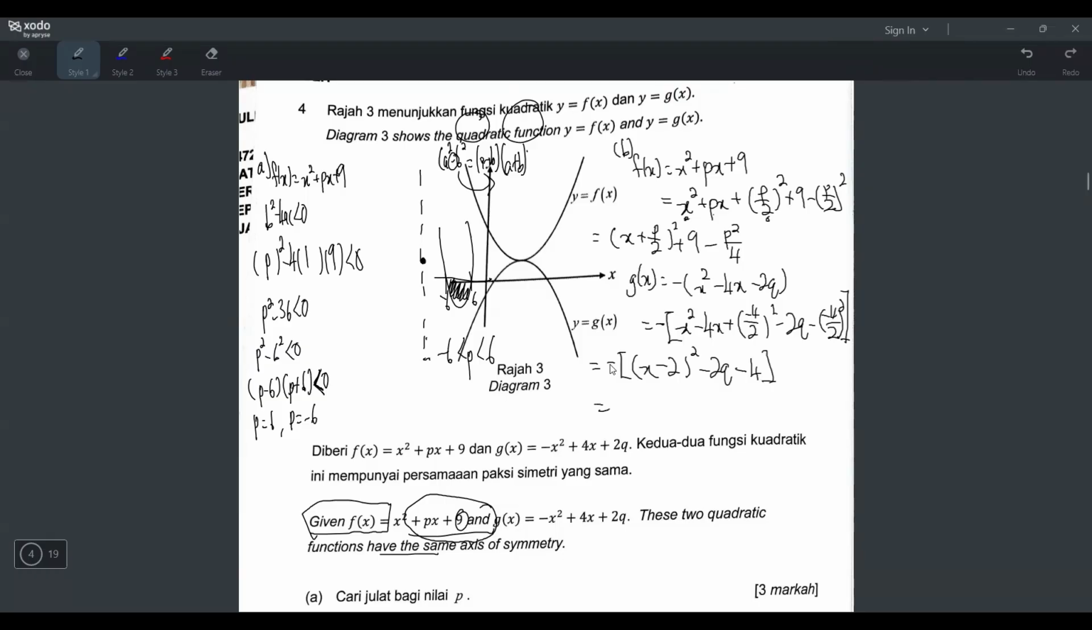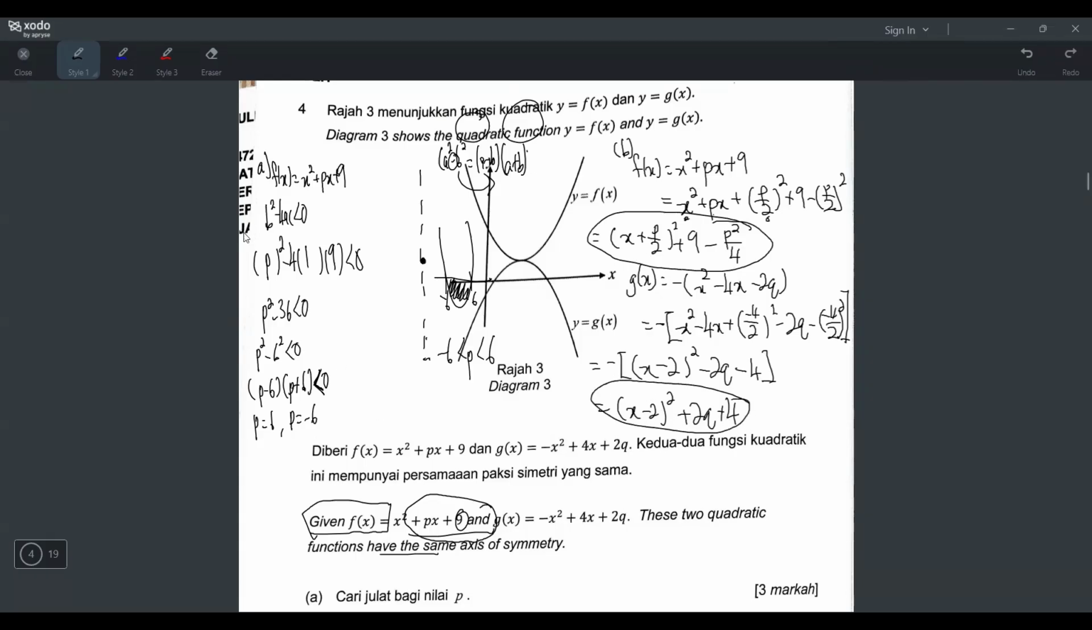But don't forget to take the negative and expand inside the big bracket. So you're left with x minus 2 squared, and then the minus 2q becomes plus 2q plus 4 like this, right? So you take your negative and multiply it in. Okay, now we do completing the square, we get our vertex form here and here.